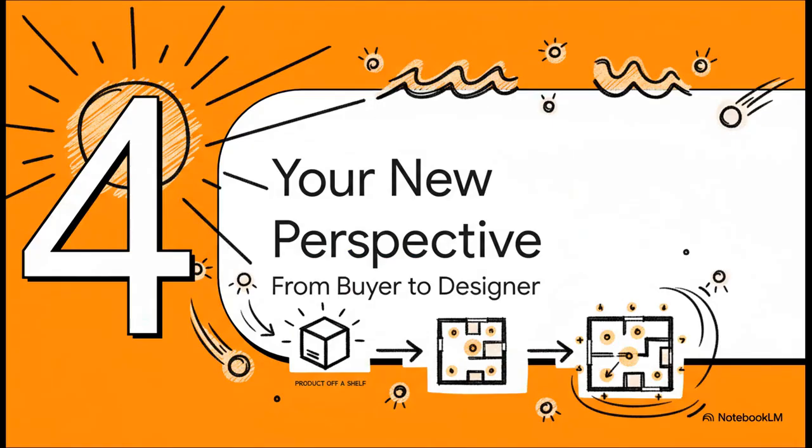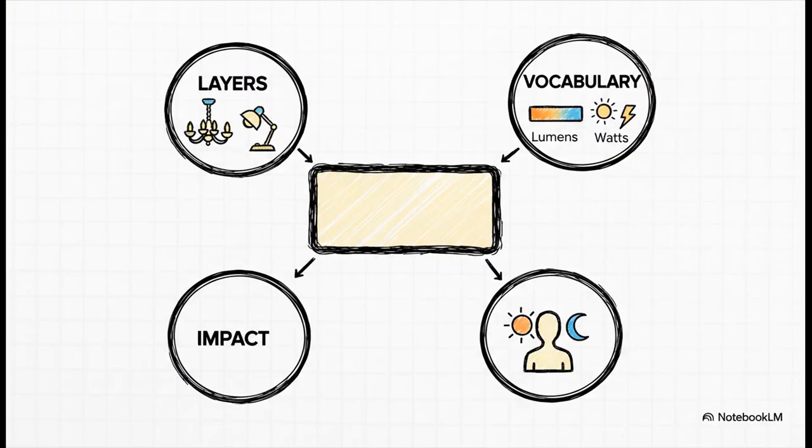So let's pull all of this together. Once you understand these core principles, you fundamentally change how you interact with light. You're no longer just a passive consumer, just grabbing whatever's on the shelf at the hardware store. You get it now. You understand the language. You know the grammar, those 3 key layers: ambient, task, and accent. You've learned the vocabulary. You know what color temperature and beam angle mean, and you know the crucial difference between lumens and watts. And maybe most importantly, you now understand the real impact that light has on our lives.